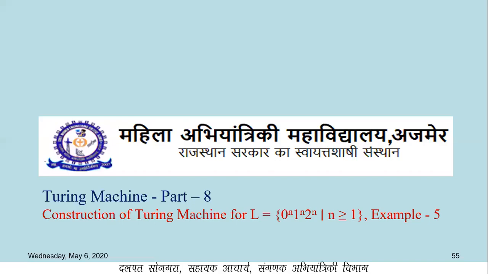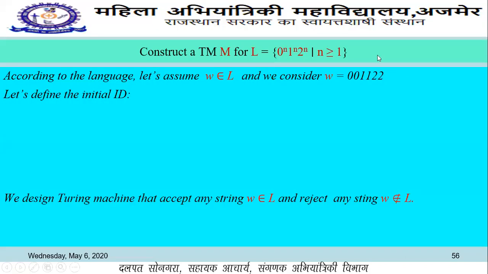Hello friends, in this lecture we discuss the construction of a Turing machine for a language L that is described as n occurrences of zeros, followed by n occurrences of 1, and that is also followed by n occurrences of 2's, where n is greater than or equal to 1.